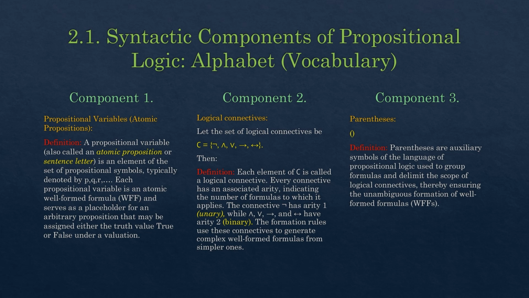Okay, let's move to component 2. It's about logical connectives. And how can we clarify this topic? Let the set of logical connectives be script C equals negation, conjunction, disjunction, conditional, and biconditional. Each of the symbols here is related to a specific logical connective. For example, the first symbol in the set is the symbol of negation. The second one is related to the disjunction, and so on.